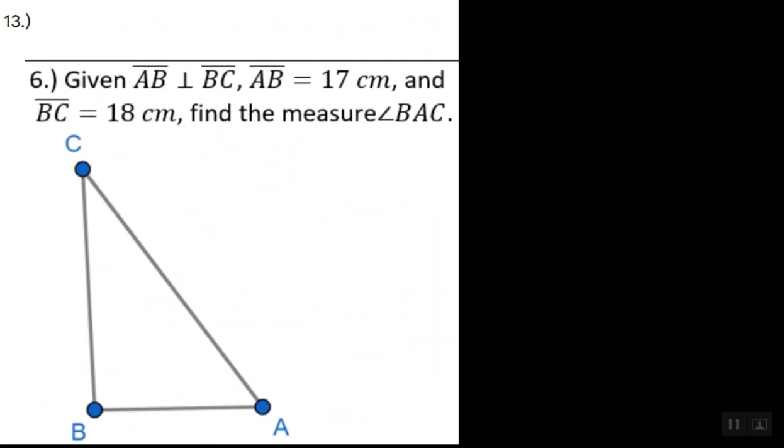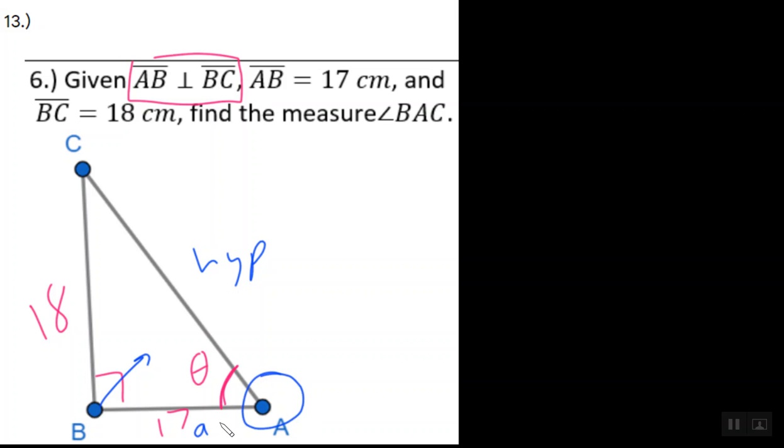Okay, for problem 13. Of course, we are given AB is perpendicular to BC, as always. We're given AC is 17 and BC is 18. And wait a second, in this one, we want to find the measure of angle BAC. We want to find our theta. Now, this is interesting. Let's go ahead and start this off as we normally would. We'll draw our arrow, which points to the hypotenuse. We'll circle our relevant angle, which gives us the adjacent. And of course, the 18 is our opposite.